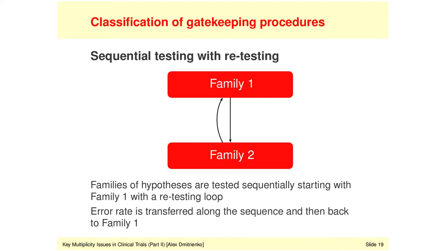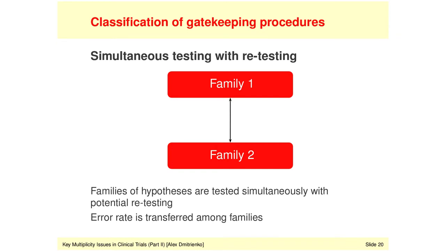For example, if family 1 serves as a parallel gatekeeper, we can pass this gatekeeper if only one hypothesis out of potentially many hypotheses is rejected, and therefore the sponsor may be interested, after examining the hypotheses included in family 2, in returning to family 1 and retesting those hypotheses that were not rejected the first time around. As a result, this testing strategy enables a clinical trial sponsor to transfer the error rate, or alpha, along the sequence and then back to family 1.